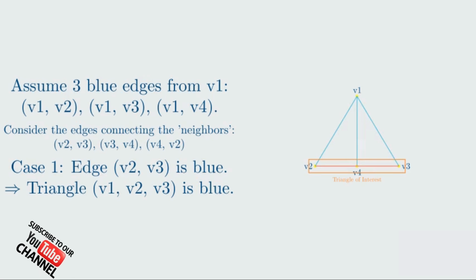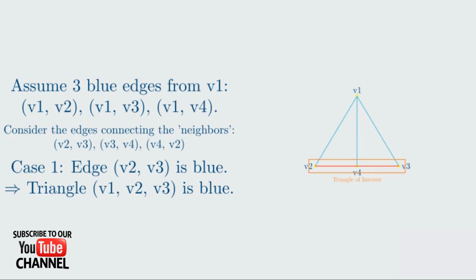But what if the edge V2-V3 is red? We don't have a blue triangle yet. Let's keep looking. What about edge V3-V4? If it's blue, then the triangle V1, V3, V4 is blue. Mission accomplished again. And what about edge V4-V2? If it's blue, then the triangle V1, V4, V2 is blue.